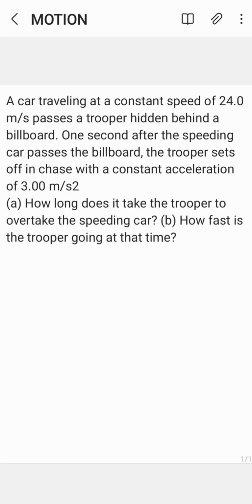In today's video, we continue to look at motion, and we'll look at a question that will help us cement the concept that we've learned under motion. All right, so it reads: a car traveling at a constant speed. So we'll say solution. Okay, a car traveling.